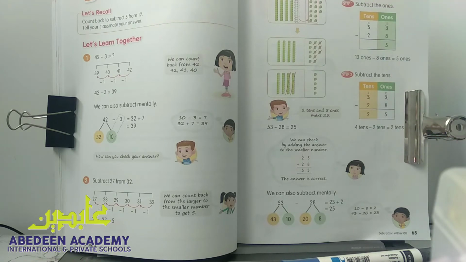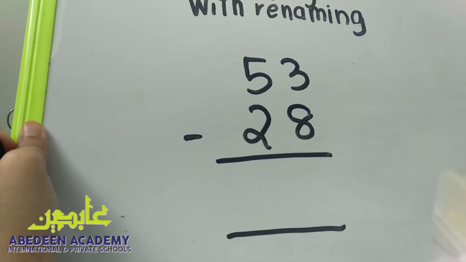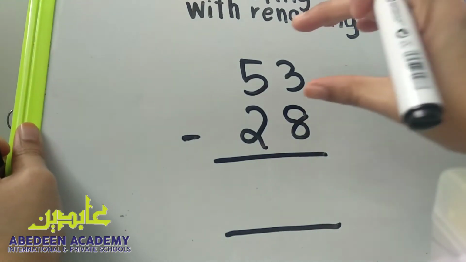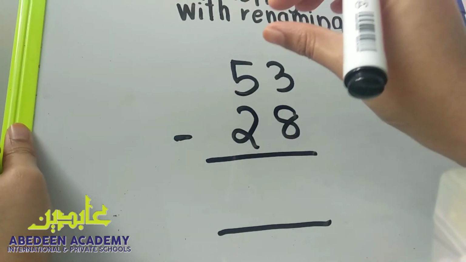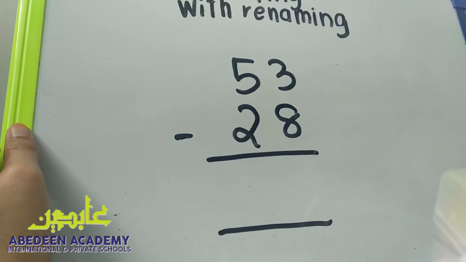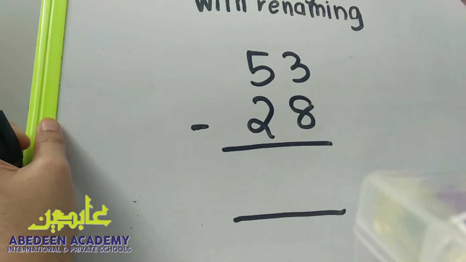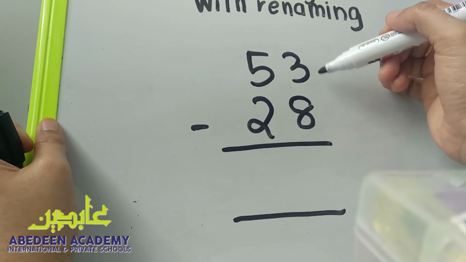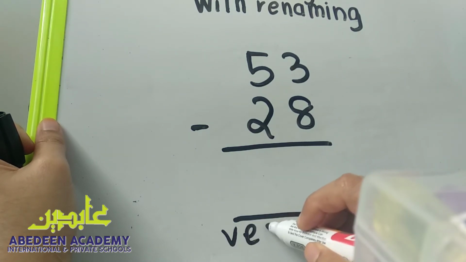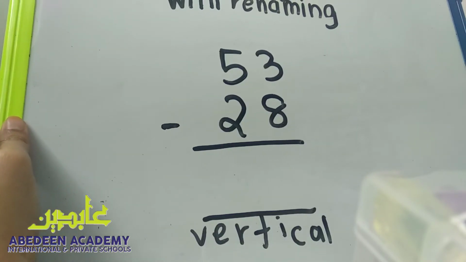This is what I call borrowing. Let me show you. As I mentioned, subtraction is about taking away numbers from a bigger number. See, this is bigger, this is smaller. So 53 must minus 28, not 28 minus 53. It's not subtraction anymore, it can be addition. Every time you see a method like this, it is vertical. Let me spell it down for you. Vertical. Can you see it?